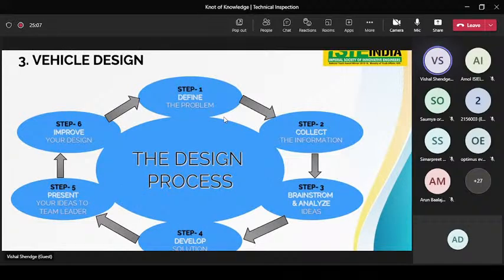This is the flowchart of the design process. The first step is to define the problem. The second step is to collect the information. Then the third is to brainstorm and analyze ideas. Then step 4 is to develop the solution. Step 5 is to present your ideas to the team leader, and the last step is to improve your design.